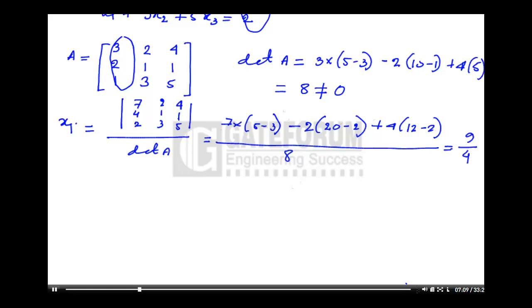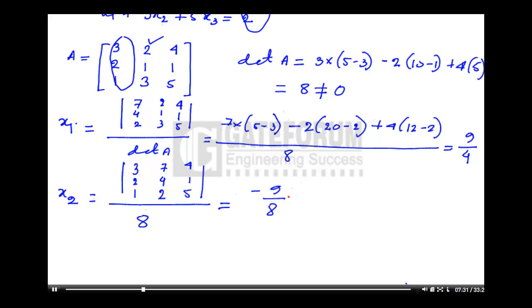Similarly, in case of x2, the determinant in the numerator has the first column as it is, the second column we replace by the constant vector 7, 4, 2, and the third column remains as it is, and in the denominator we write the determinant of A. After evaluating, we get it as 9 by 8. Similarly, x3 can be written with numerator 3, 2, 1, 2, 1, 3, third column replaced by the constant vector, and in the denominator the determinant, which gives 5 by 8.